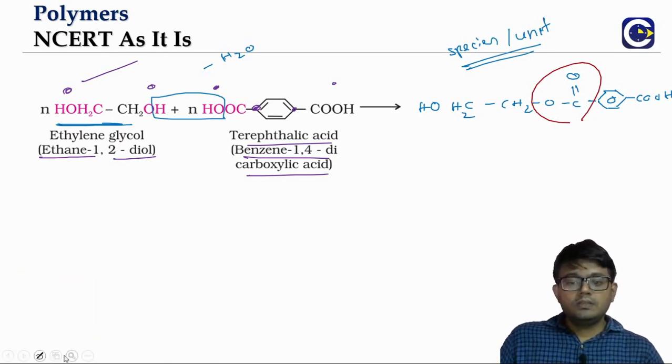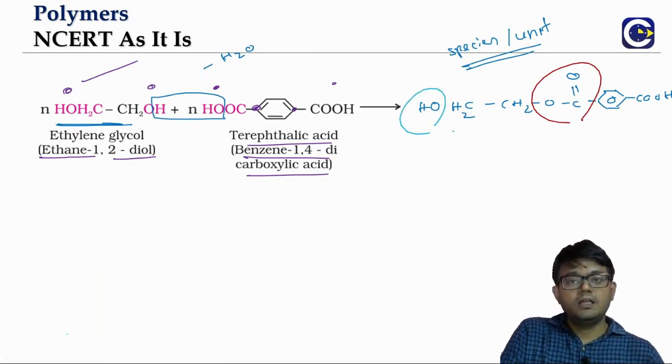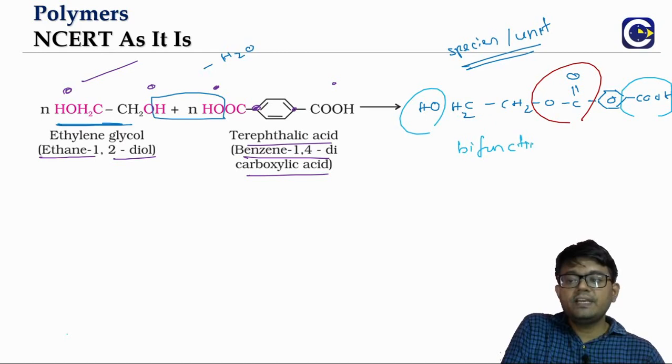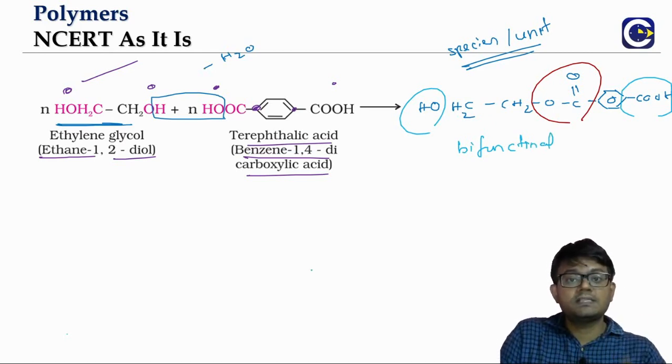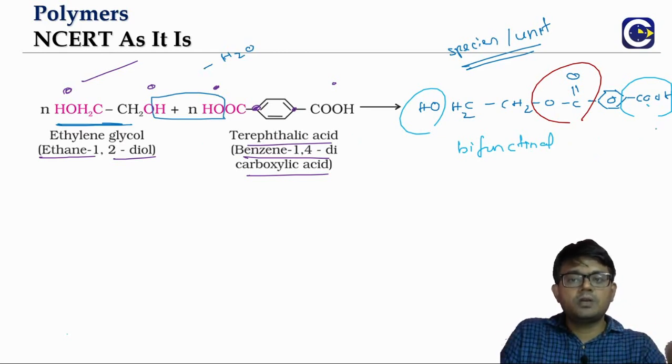Now the species that we obtained has two functional groups. This side we have an alcohol group, that side we have a carboxylic group. It's also bifunctional. So after every step of the condensation we are getting a species which itself is bifunctional. This can further undergo condensation. The alcohol can undergo condensation with terephthalic acid, and the acid group can undergo condensation with ethylene glycol. So this will keep on, step by step. After every step we get a species which itself is bifunctional, that can further undergo condensation. That is the reason why we call it step growth polymerization.